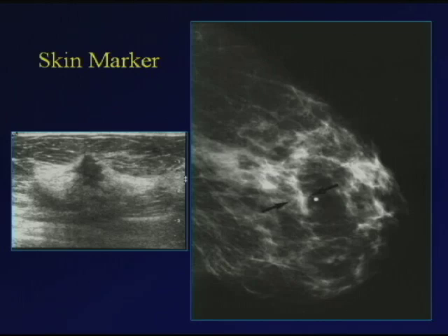So here's an example of a patient with a very suspicious mass on ultrasound, and we've placed a metallic marker on the skin right over the mass and then taken her to mammography so that we could correlate the imaging findings. And here we see sort of a linear, irregular focus on mammography just next to that metallic marker.